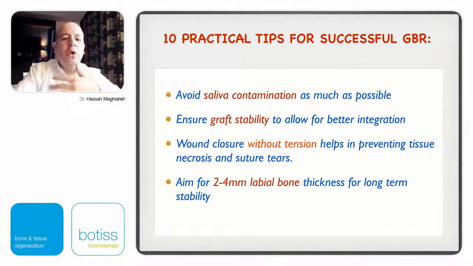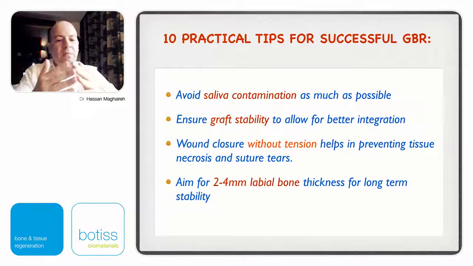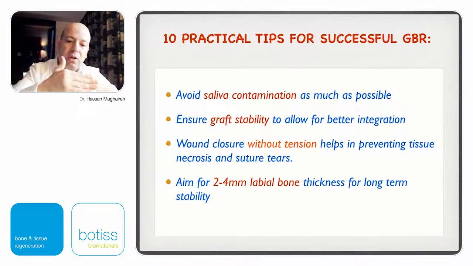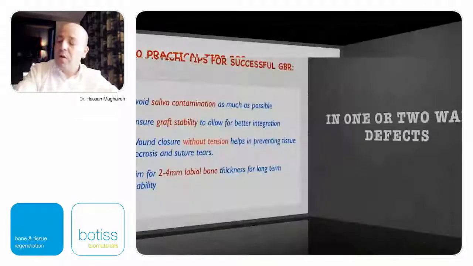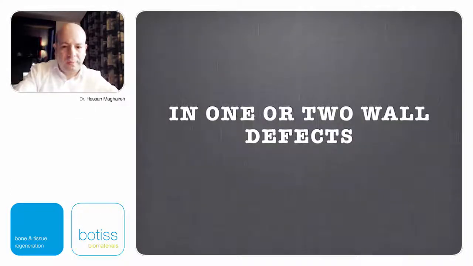Make sure the wound closes without tension, and I tend to make sure it's like 110 closure. So even if you get any sort of pull during the healing process, you're not going to get any wound dehiscence. And aim for 2 to 4 millimeter labial bone thickness for long-term bone stability.